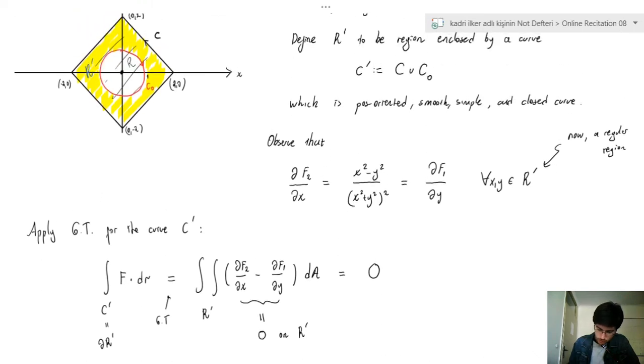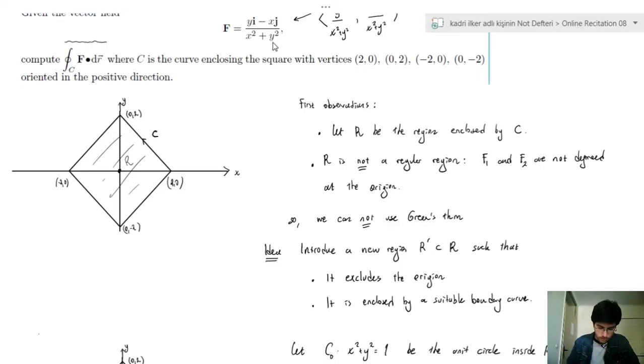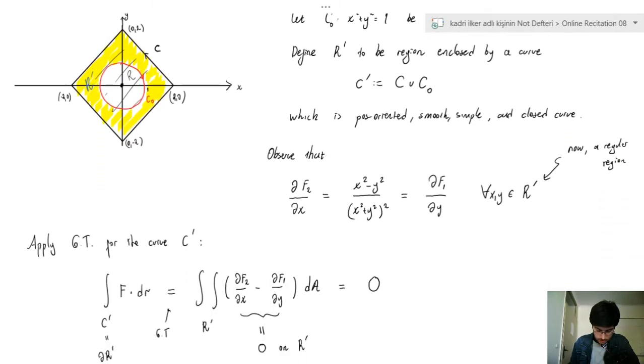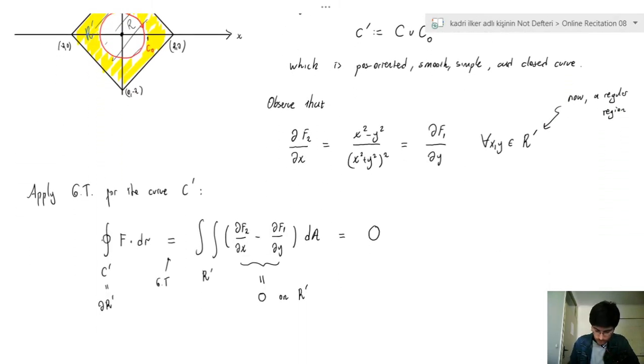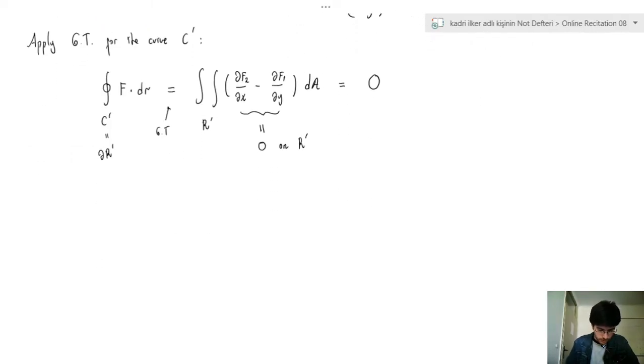But what does it tell us? This is not the question. The question is about the curve C. Remember, we really wish to understand this line integral over here. Now we actually computed something else, a closed curve again, but related to the original curve. So what was the relation? On the other hand, we have the following relation because of the properties of the line integral.